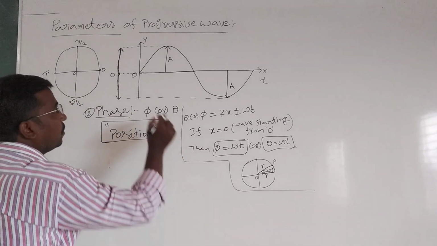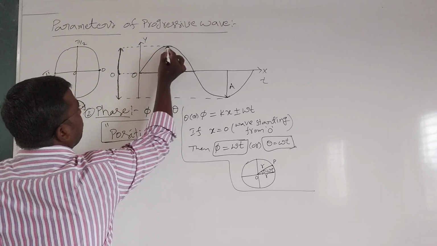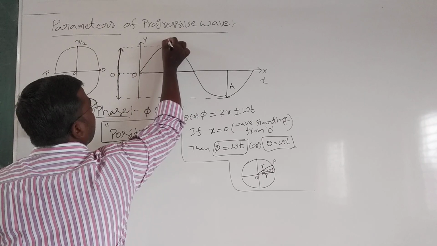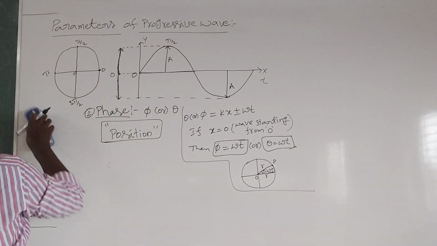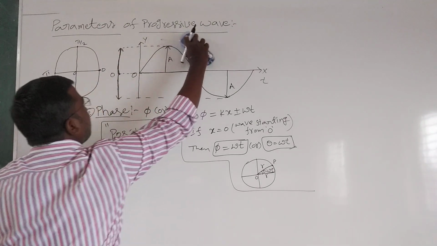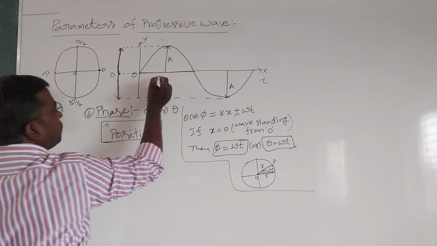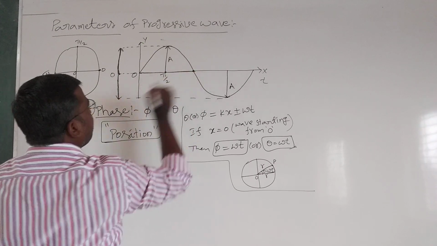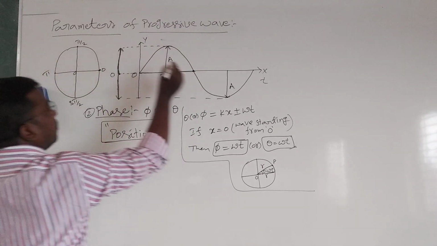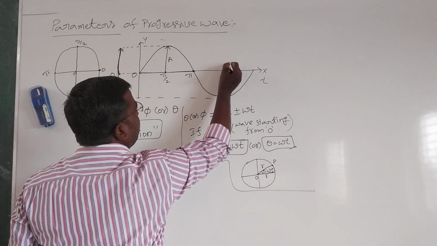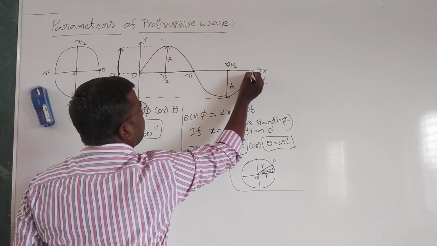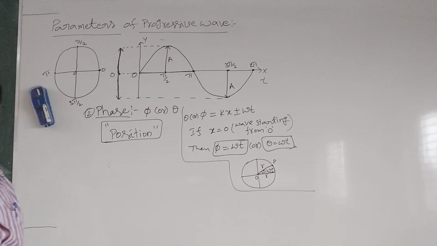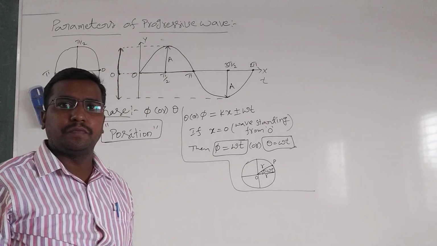Okay, so then 0 to maximum point, then this phase will be pi by 2. So this phase will be pi by 2 at this point, and at this point pi by 2 to pi, and this point 3 pi by 2, and this point finally 2 pi, and again next. Okay, it will be continued.